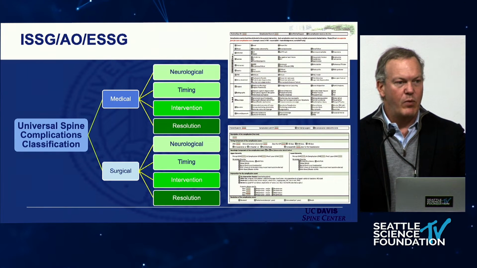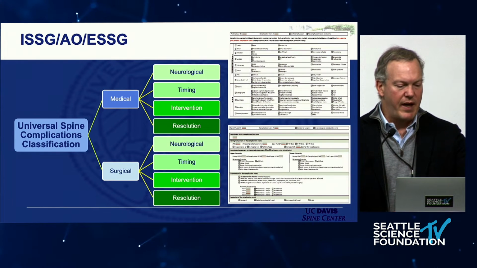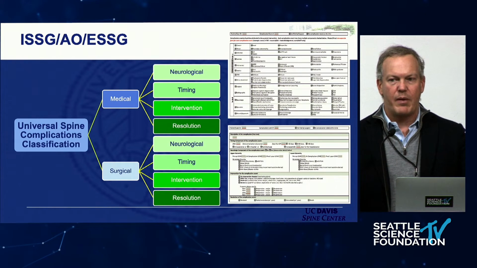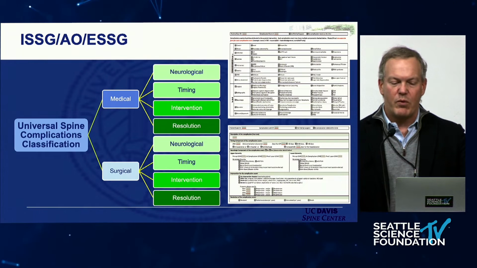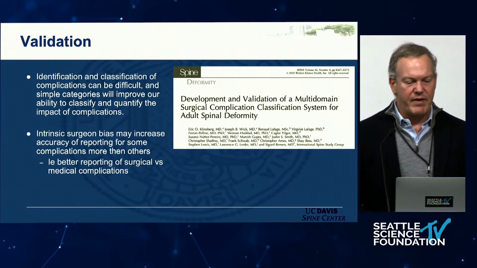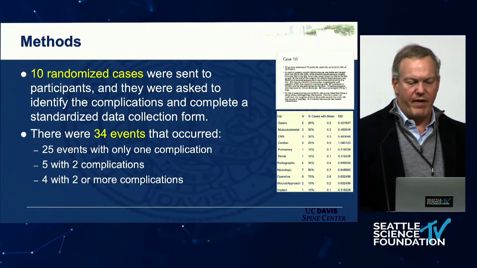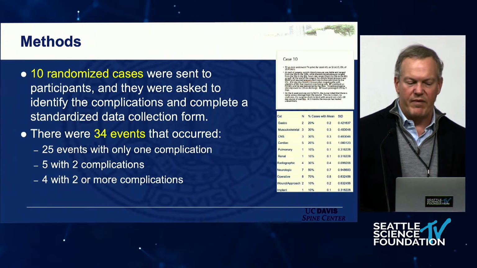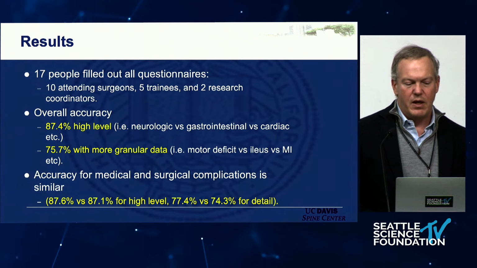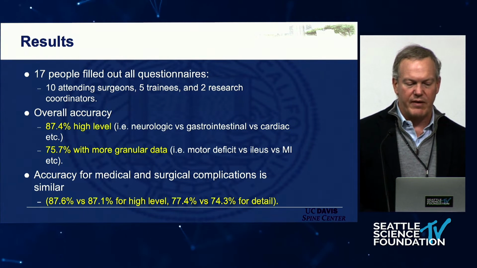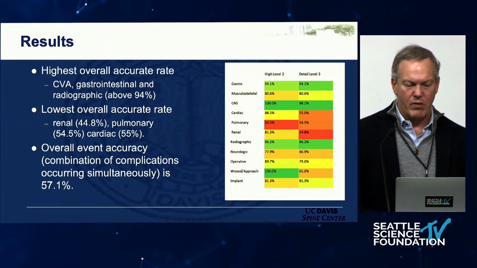And so with that, we came up with that classification and put it all together, and this is what we currently use to gather our information and our complications in our databases when we're studying patients and how people are doing. We validated the score. We looked at this identification and classification and gave everyone some random cases to score. 34 events happened in those 10 patients, and we had people score that, and you can see a very high accuracy level. It did go down as we got more and more granular.